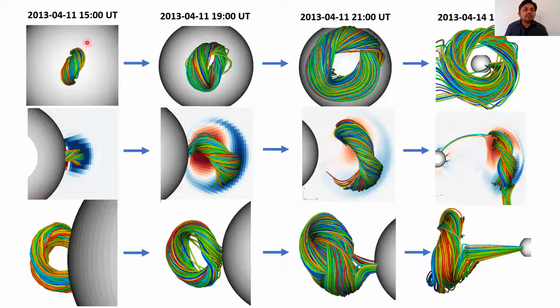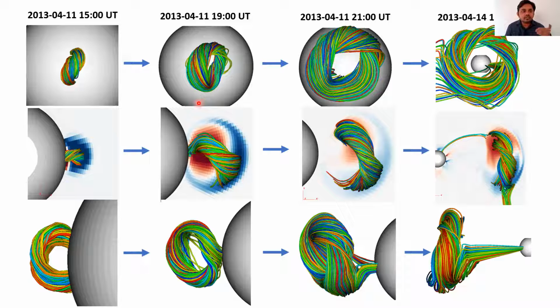If you look at the first column, this is the same spheromak viewed from 3 different angles. In the top row, it shows the view along the Sun-Earth line. The middle panel is the viewing angle from the top of the ecliptic plane, and the lower panel is the side view of the spheromak. With these arrows you see the temporal evolution.